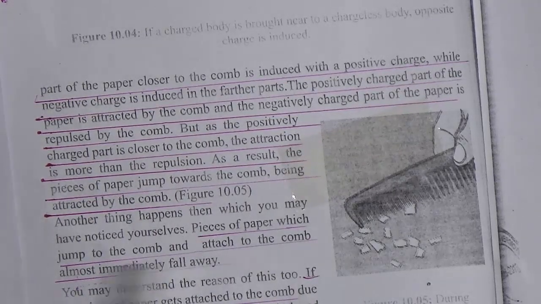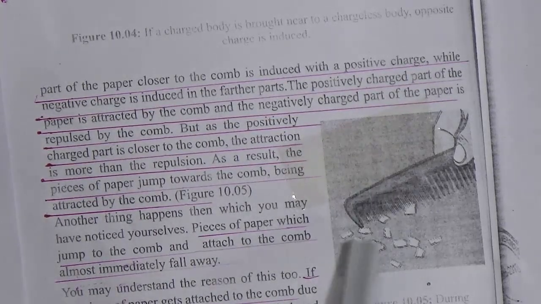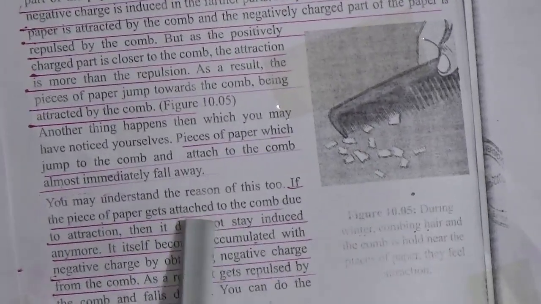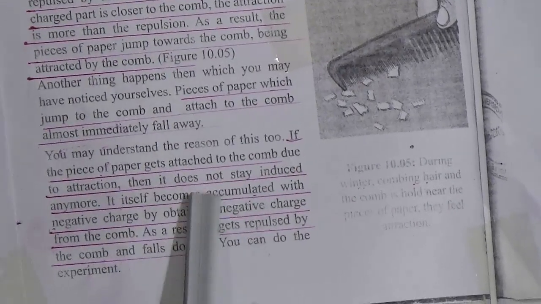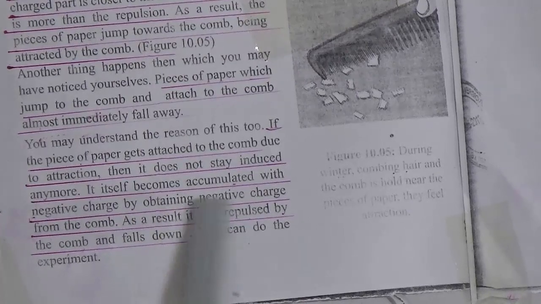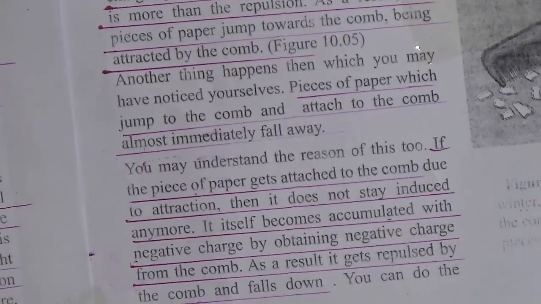Now the piece of paper which jumps to the comb and attaches to it almost immediately falls away. But why? When the piece of paper gets attached to the comb due to attraction, it does not stay induced anymore, but itself becomes negatively charged by obtaining negative charge from the comb. As a result, it is repelled by the comb and falls down. My dear students, now go to the next topic, electroscope.